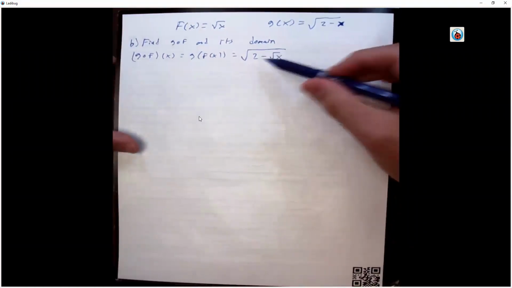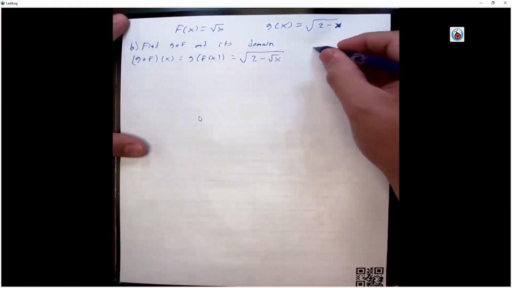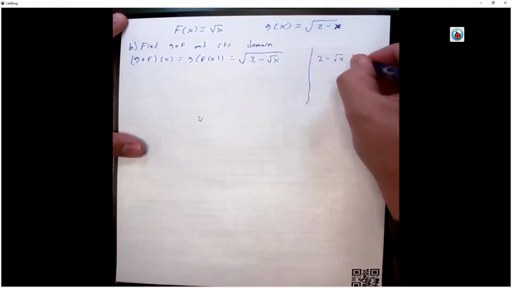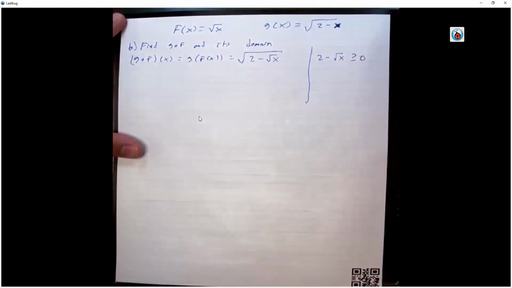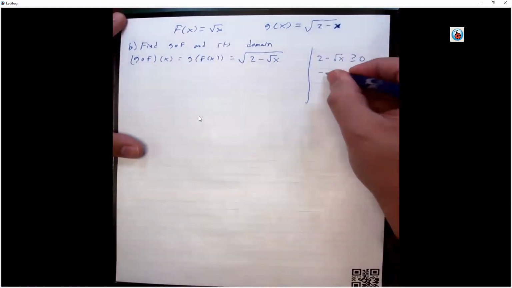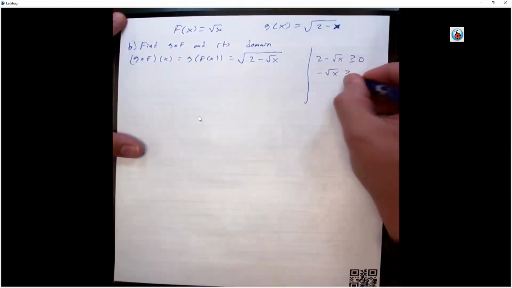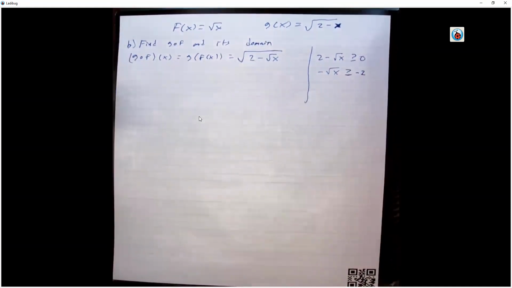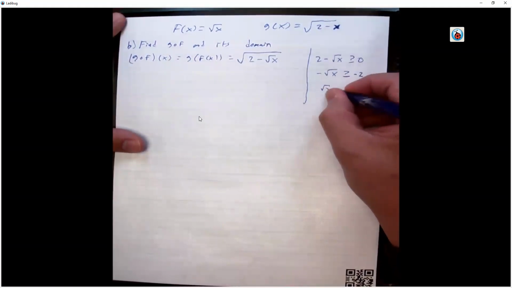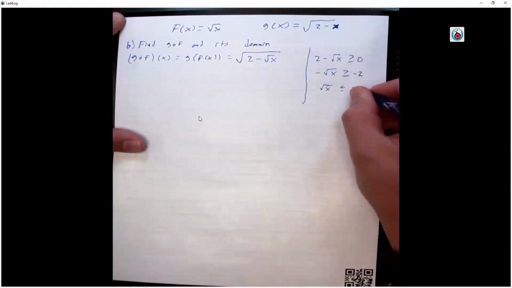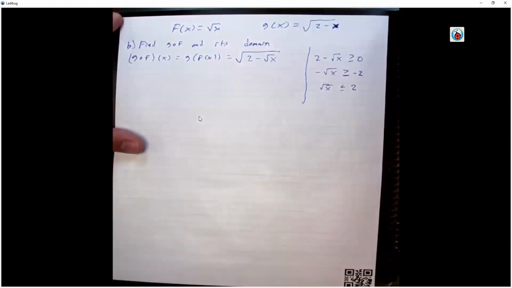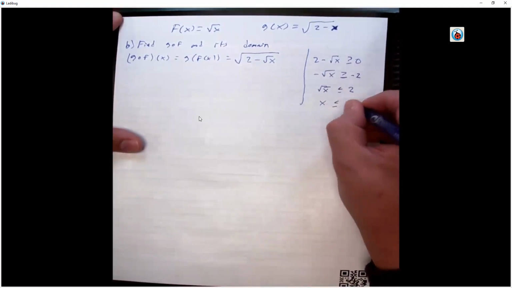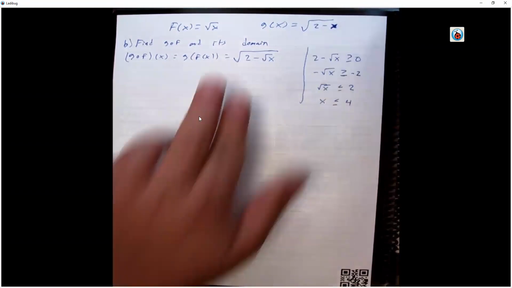And if you don't see it, because it's a weird looking function, you can solve for it over here. So the inside must stay greater than or equal to 0. Subtract the 2. Divide by negative. Square both sides. X must be less than 4 for the inside, for this new result.